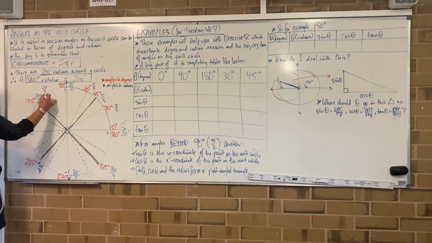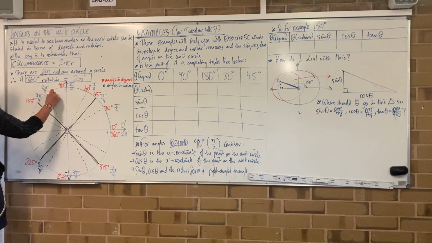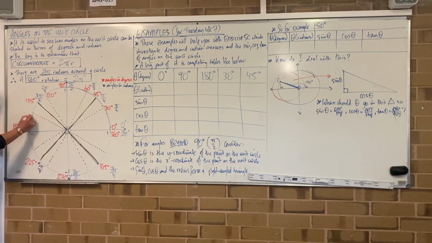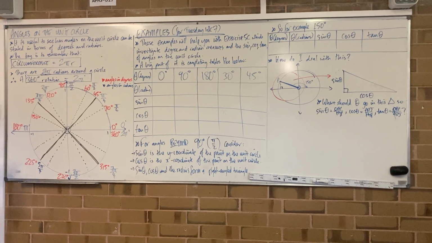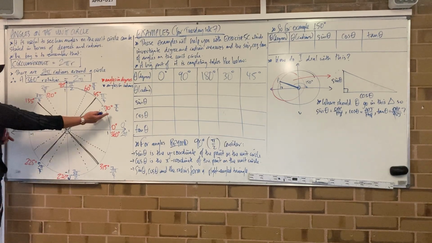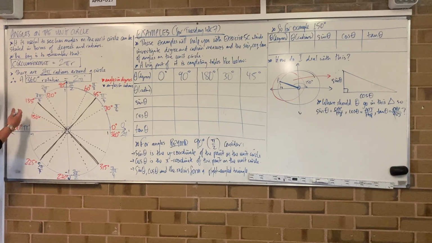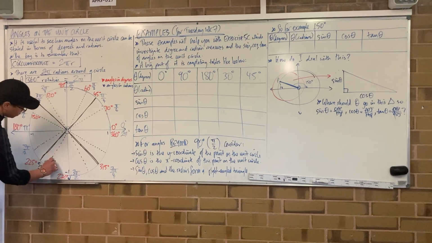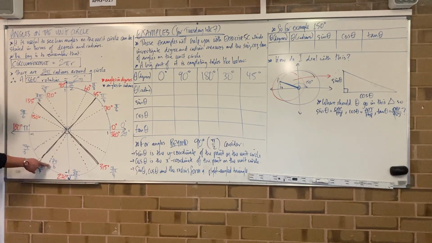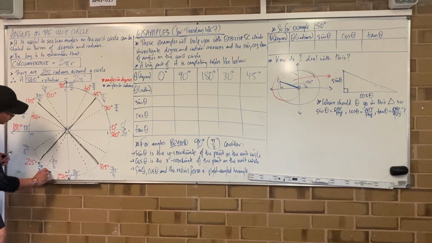But what angle is this? 120. 120 degrees. What would this one be? 150. What radians would that be? Pi over 6, 2 pi, 3 pi, 4 pi, 5 pi over 6. 6 pi on 6, 7 pi on 6, 8 pi on 6, which cancels down to 4 pi on 3.